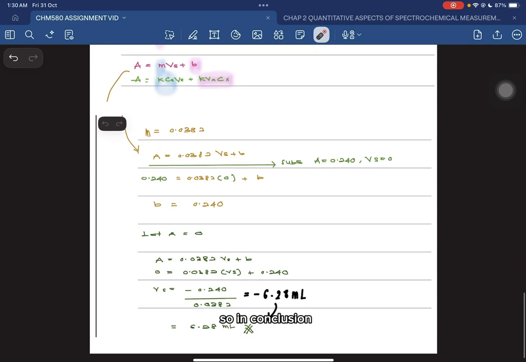So in conclusion, the multiple standard addition method is a reliable technique for quantitative analysis, especially when matrix effects are present. It provides accurate results without the need for an external calibration curve, maintains consistent dilution conditions, and also increases analytical precision. Overall, this method effectively corrects for interference and gives a more accurate determination of Fe3+ concentration in a real sample of natural water.